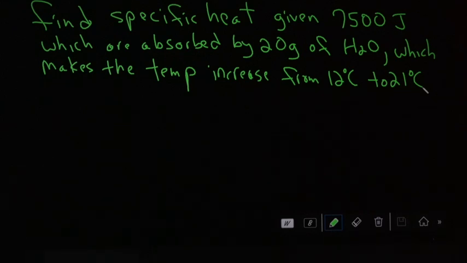So we're going to find specific heat. So first of all, what you got to do is you got to write down the formula. You know you're not going to use heat of fusion and you're not going to use heat of vaporization because there's a temp change. So it is Q equals M times delta T times C. That's what we're doing. And what we're looking for is specific heat, which is right here.